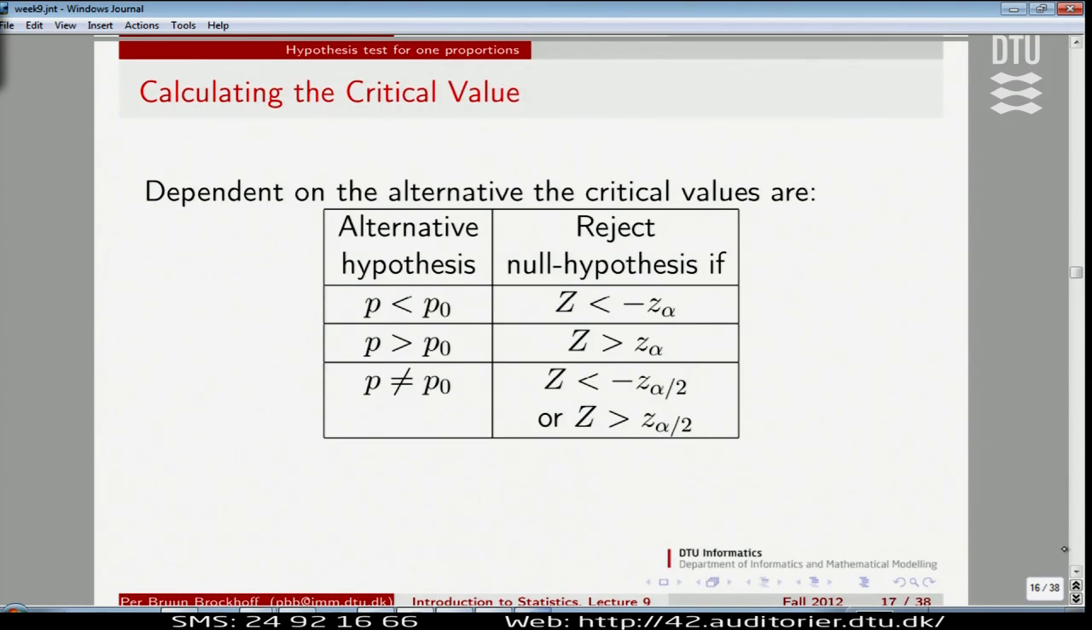Let's try it. Here we have a typical table. Today I'm not going to dwell on it. It's the usual thing. If the test statistic is too far out, in either direction, we reject. If it's not too far away, we don't reject. That's what this table says in all situations.